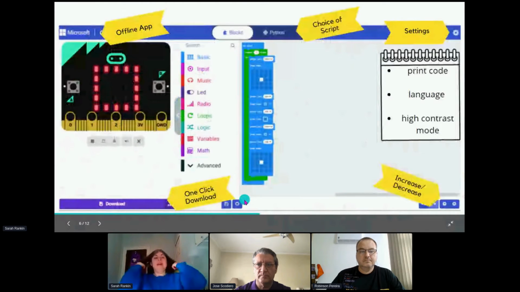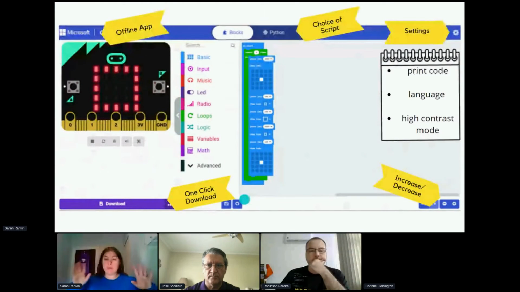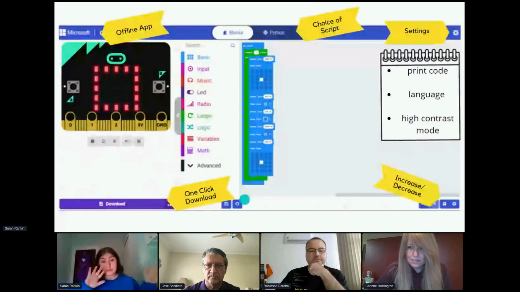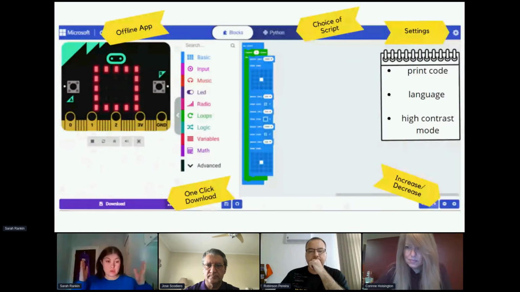So when we look at the actual MakeCode site, we're going to be talking about MakeCode from two angles. I'm going to talk about it from the angle of when your students are coding maybe independently versus coding dependent on some of the tutorials that MakeCode has built into it.